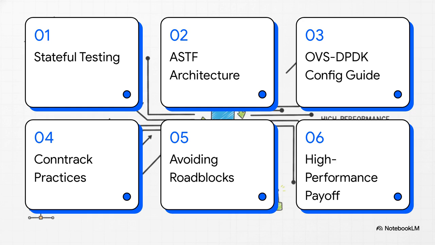First up, the stateful testing problem. Second, step-by-step ASTF architecture. Third, the OVS DPDK configuration guide. Next, essential contract best practices, avoiding common roadblocks. And finally, we'll wrap up with the high-performance payoff.